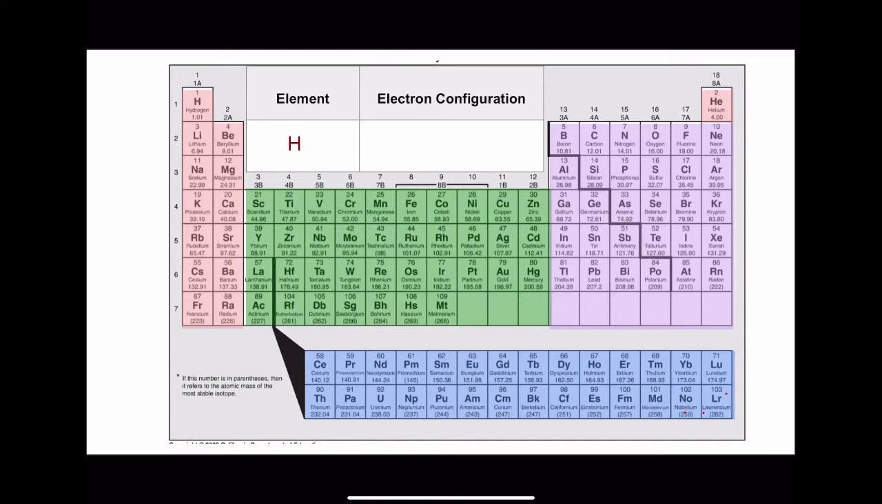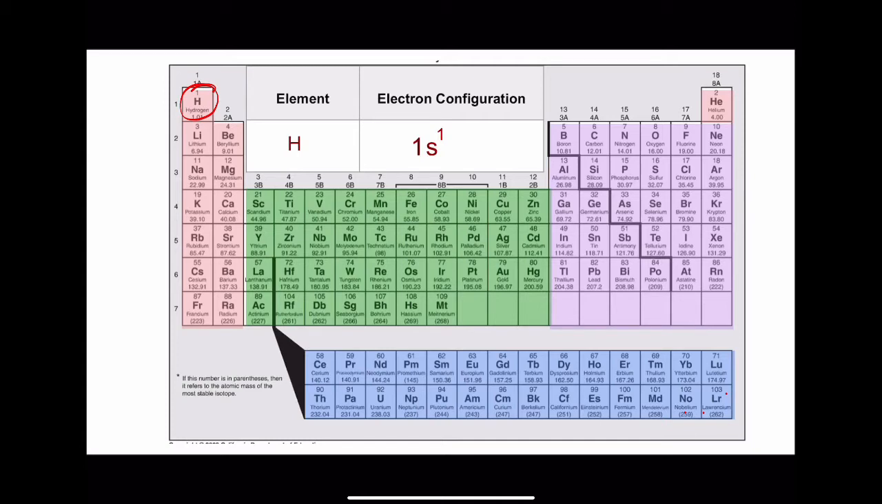The first element that we want to look at is hydrogen. Remember, hydrogen is right here. So let's look at hydrogen's electron configuration, and then we can dissect it a little bit to talk about what each of the numbers means. Hydrogen's electron configuration is 1s1. So we say this like 1s1.